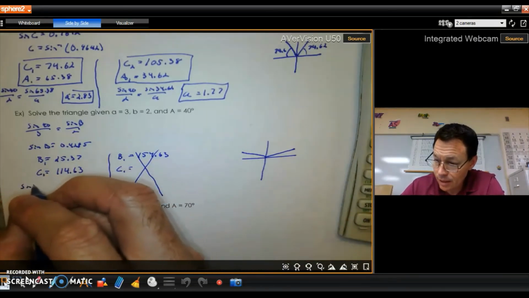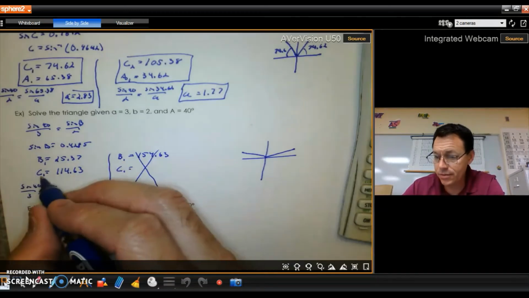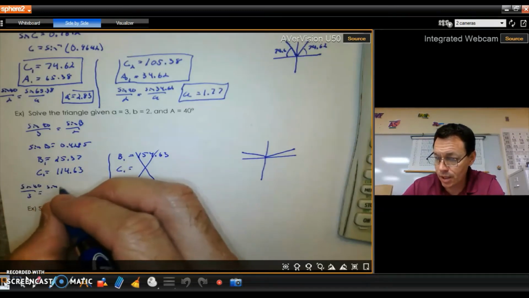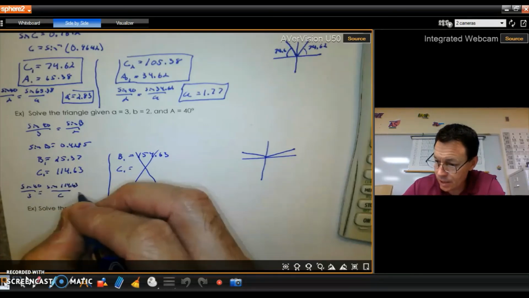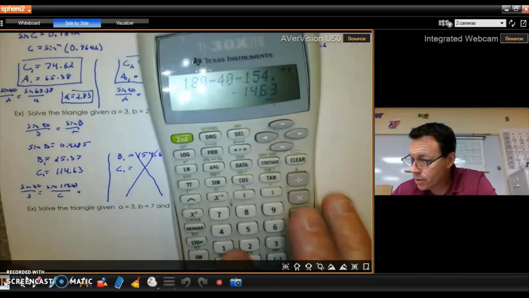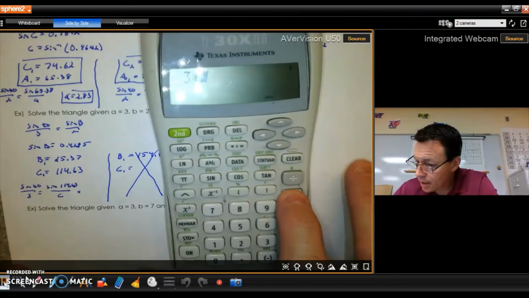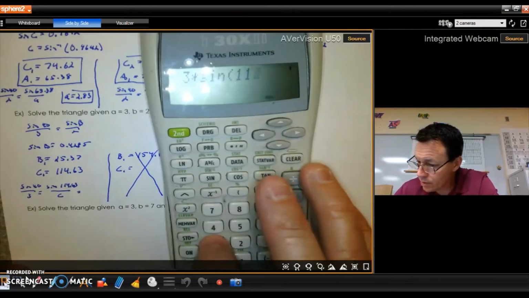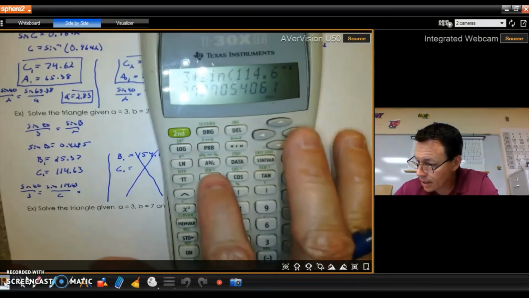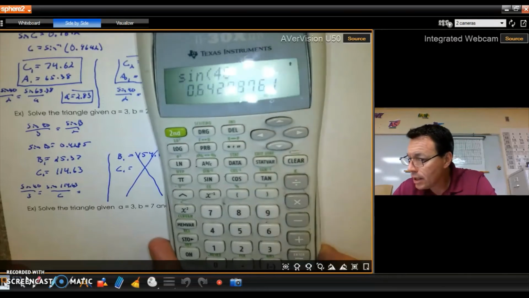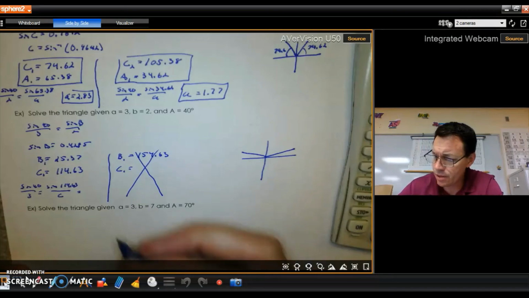So sine of 40 over 3 equals the sine of, so again, the only thing I don't know is little c. So I'm going to use this big C to find little c. We are going to cross multiply: 3 times the sine of 114.63 divided by the sine of 40. And we get 0.64, and I guess just 0.64.